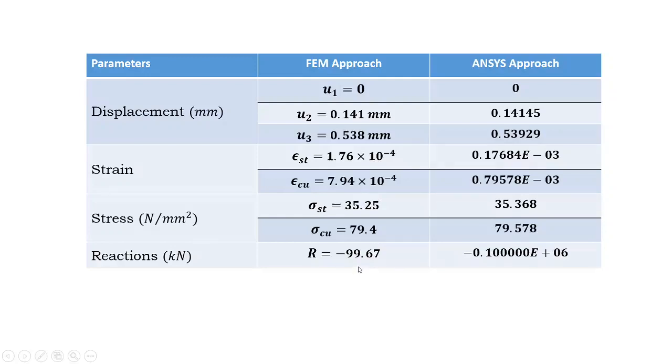Then coming back to the reaction, the FEM approach gave a value of 99.67 kilonewton and here it is 0.1000 e to the power of 6, nothing but it is 100 kilonewton. So that is what my applied force. So this is how the comparison is done and we obtained the same values through ANSYS.